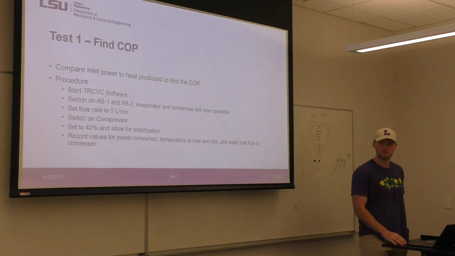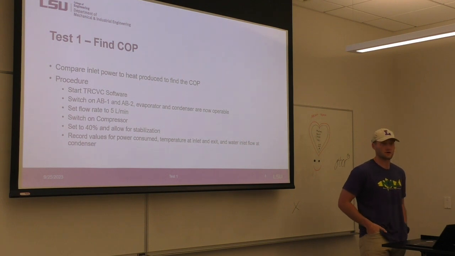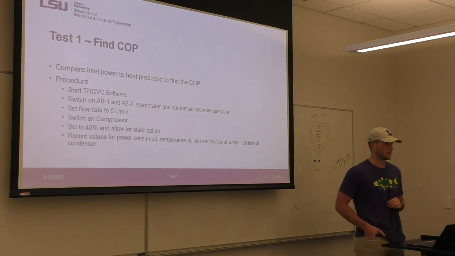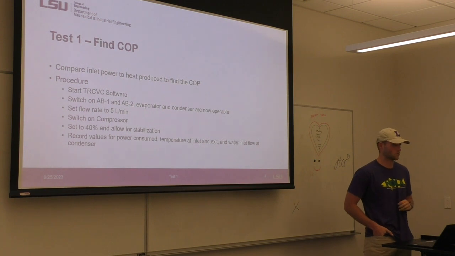So for test 1, the procedure, we're going to be comparing the inlet power of heat produced to find the COP. First, we're going to start the software, make sure that the evaporator and condenser are operable. Then we're going to set the flow rate, 5 liters per minute, switch on the compressor, set it to 40% of its capacity, and allow it to stabilize. And then we're going to record values for the power consumed, the temperatures at the inlet and exit, and the water inlet flow rate at the condenser.